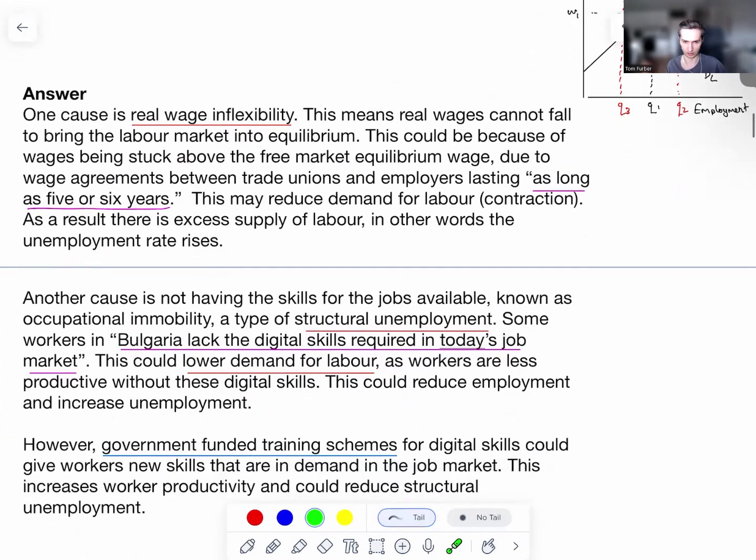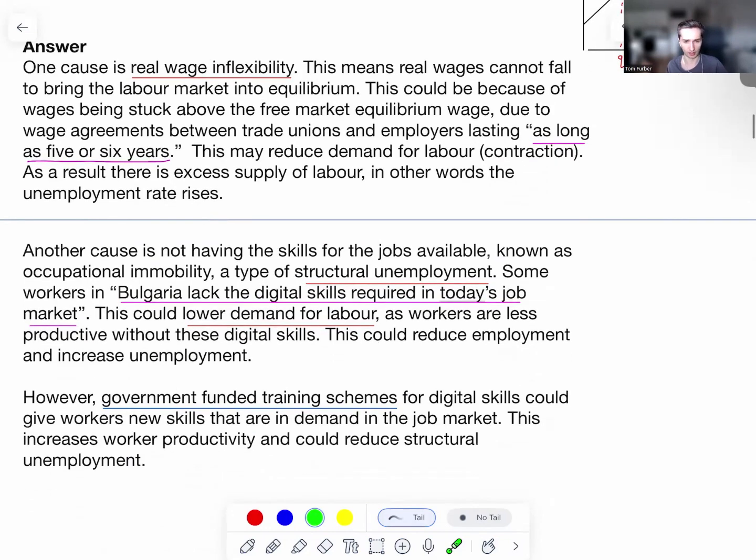Another cause is not having the skills for the jobs available, and that's known as occupational immobility, which is a type of structural unemployment. Some workers in Bulgaria lack the digital skills required in today's job market. Again, that's getting our application in from the extract. That could lower the demand for labour. If workers are less productive without the digital skills, that could reduce employment and increase unemployment.